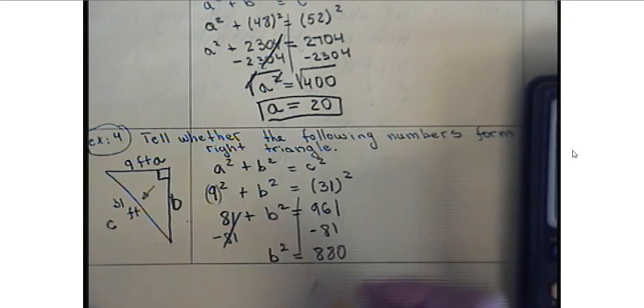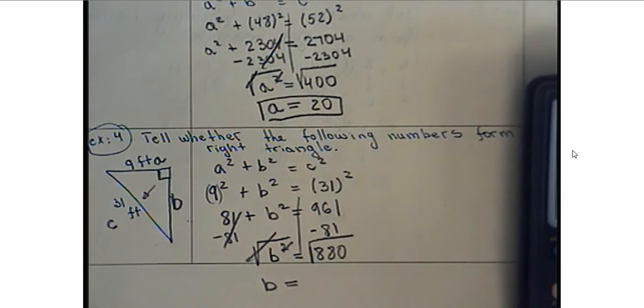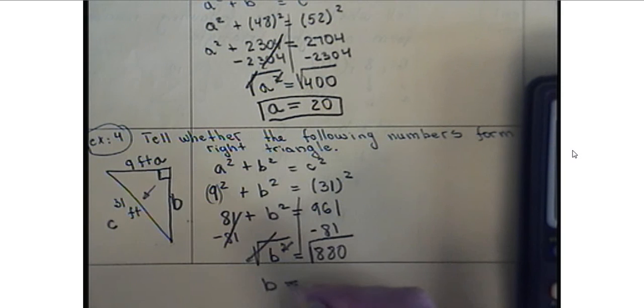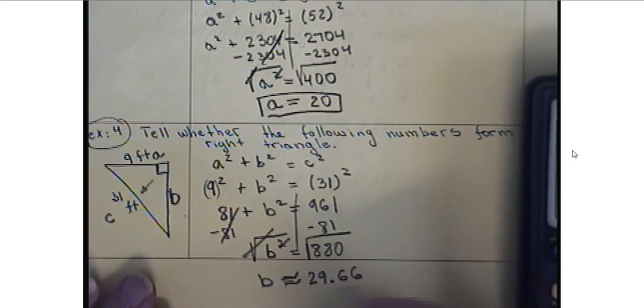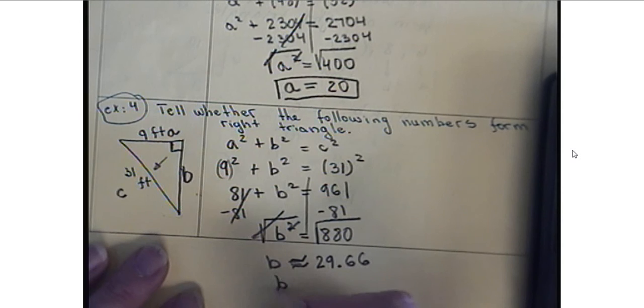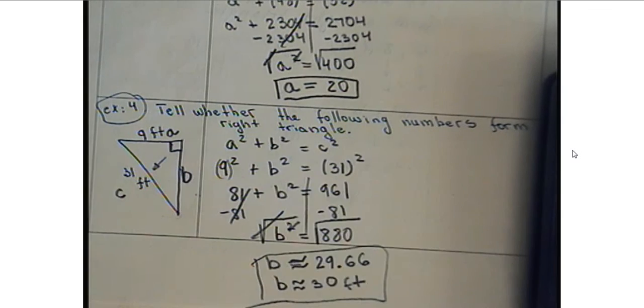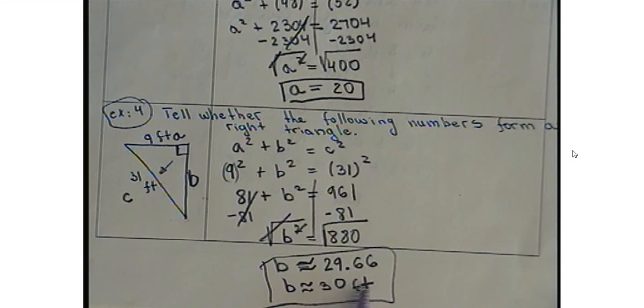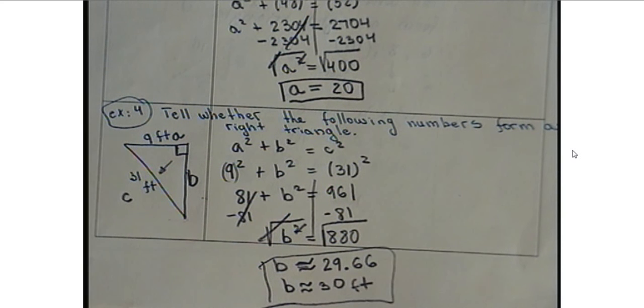Okay, square root both sides, those two cancel, so B is equal to, now the square root symbol, I will type 880, close the parentheses, and this will give me approximately 29.66. Or if you want to just round it, you can say this is approximately 30 feet. And that will be your final answer. So when you do the calculations in MCA, check if it's given as a decimal number or if it's rounded, and make your best choice.